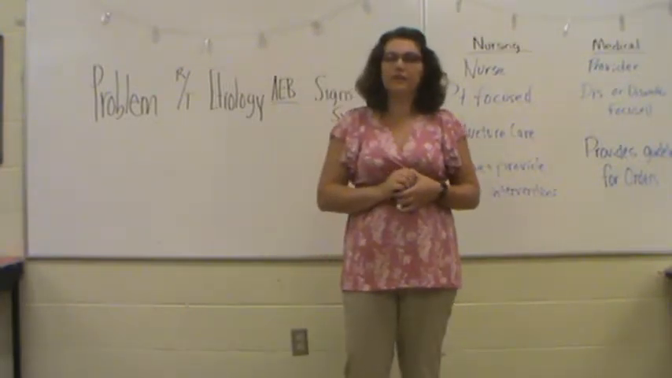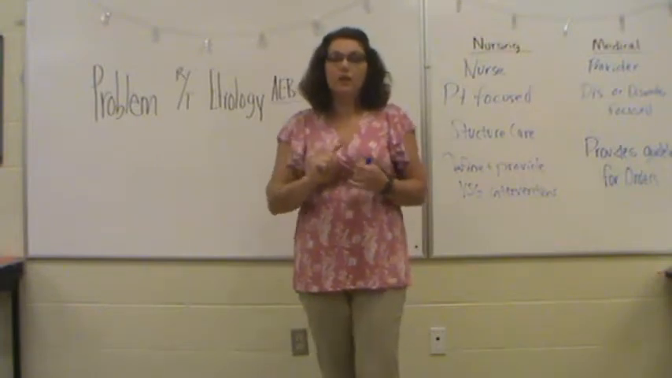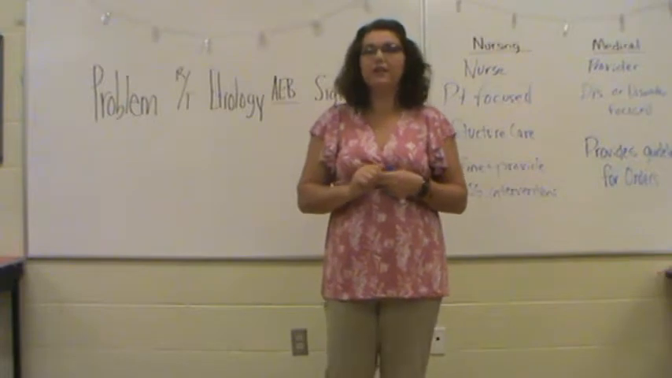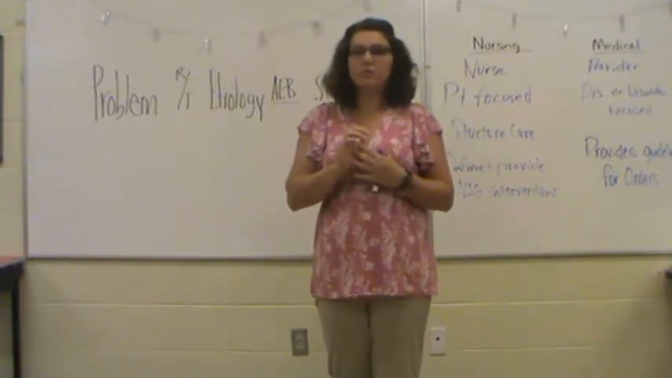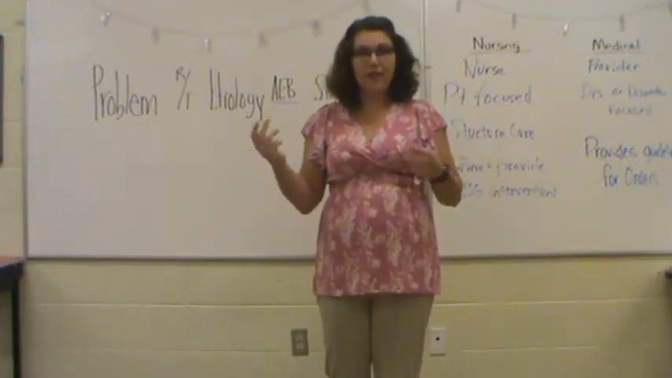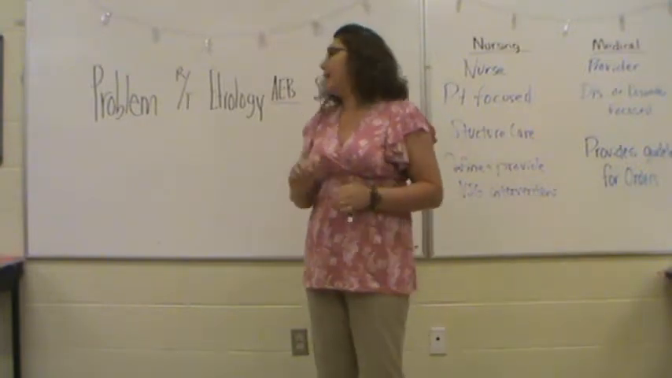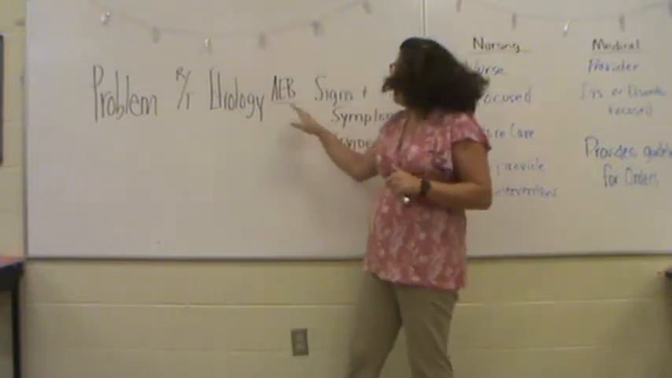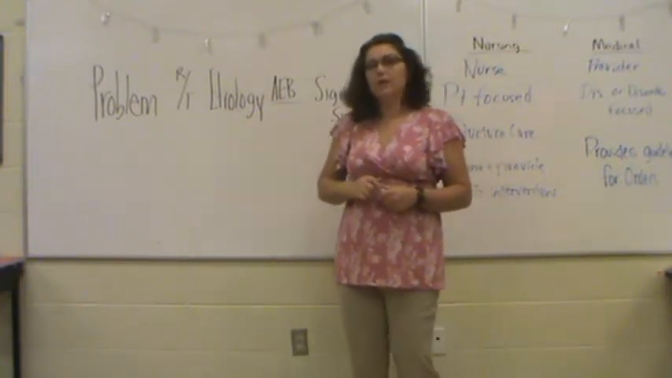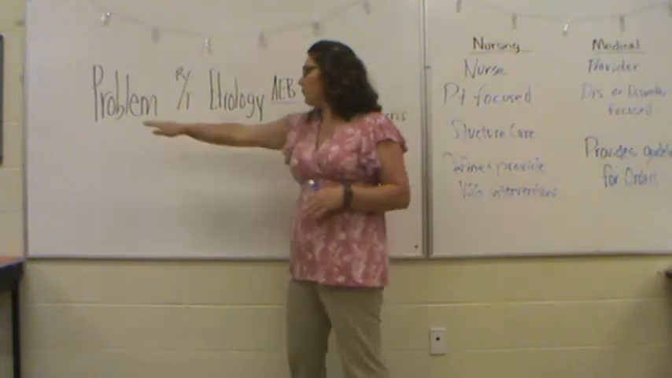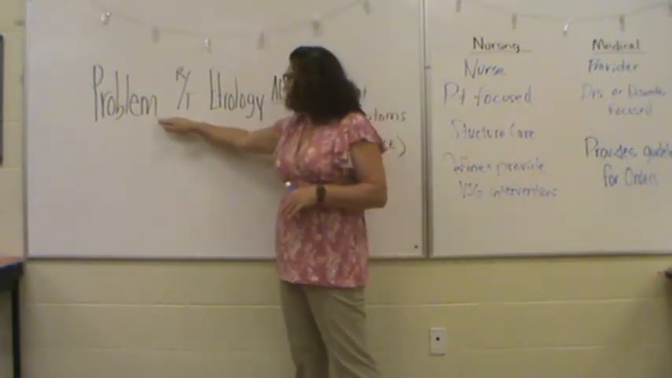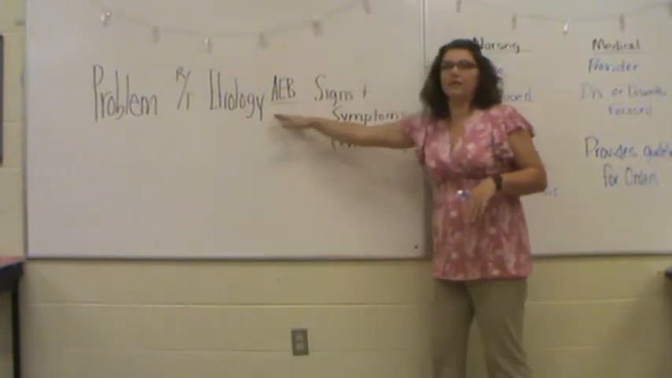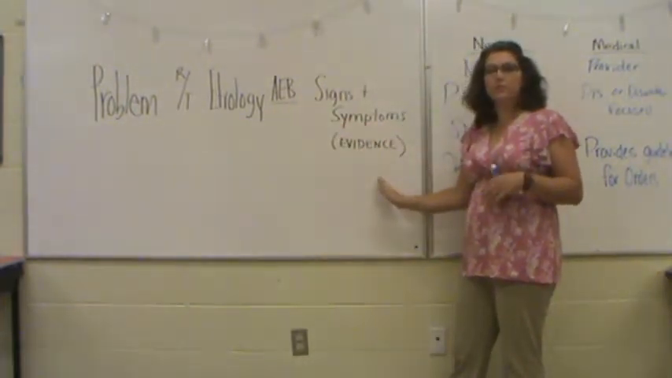Components of a nursing diagnosis, there are 3. There is a problem, a cause, which is also known as an etiology, and signs and symptoms, which can be known as evidence. There are also connectors: related to, R/T, and AEB, as evidenced by. So this is our formula. We have a problem related to a cause as evidenced by signs and symptoms.